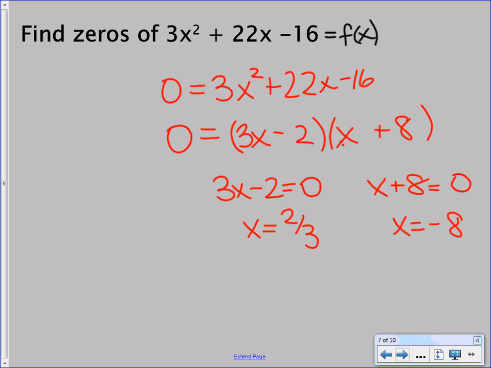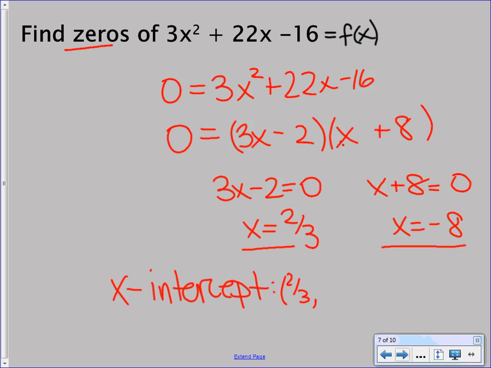Now remember, we're talking about intercepts on a graph. If I specifically ask you for an x-intercept, okay, here I asked you for the zeros, and that is fine. But if I ask you to label an intercept, I better see a coordinate. So if I ask for the x-intercepts, how would I write this? This intercept is 2/3, 0. And this I would write negative 8, 0. If I ask for intercepts specifically, those should be coordinates. If I ask for zeros, you can leave them as is.